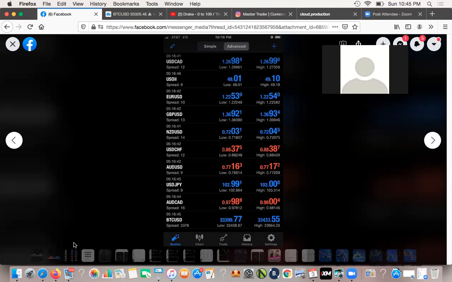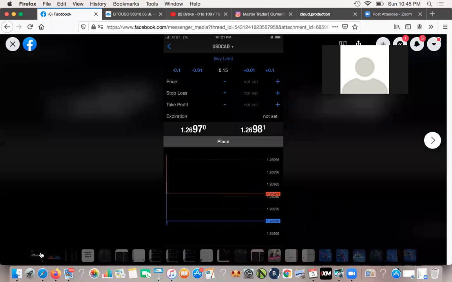There you go. So we got the calculations in the group. But yeah, so these are currency pairs. So for the new people that are on here, a currency pair is basically a currency versus another currency. So let me go back to USD CAD right here. This is USD versus the Canadian dollar.